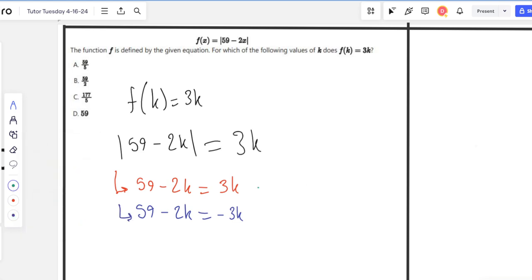Two possibilities. The first one tells us that 59 is equal to 5k. The second one tells us 59 is equal to negative k, if we just add the 2k to both sides. The closest answer that I see is if we divide everything by 5 here and we get k is equal to 59 over 5. And that gives us answer choice A.